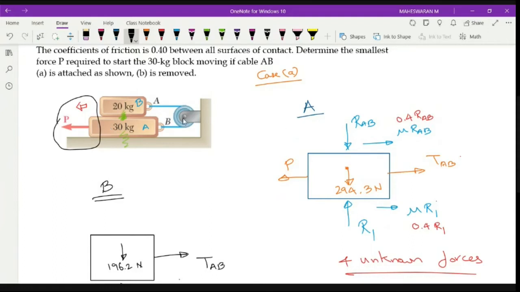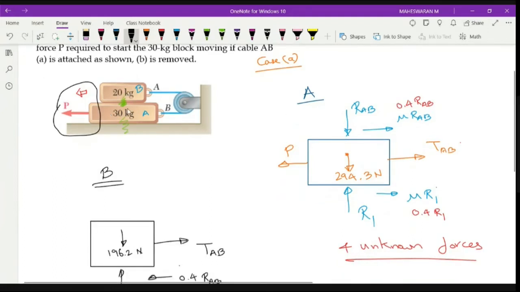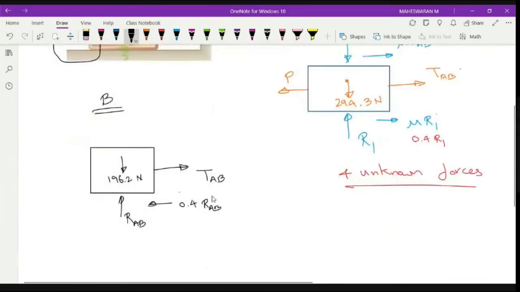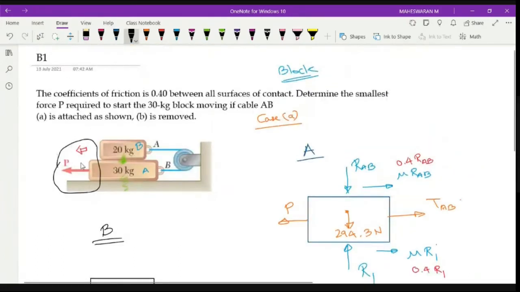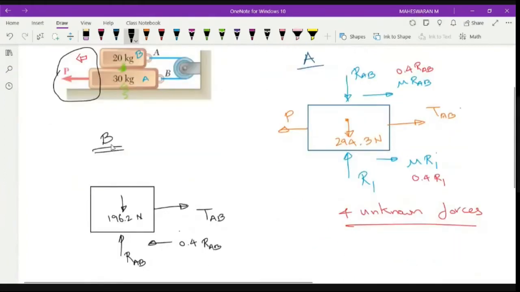So don't start with B, because sometimes you will get a problem in this friction. It may be in the opposite direction, right? You would have mistakenly written like that. So always you consider from where you have a known force, from there you start and you try to do it.